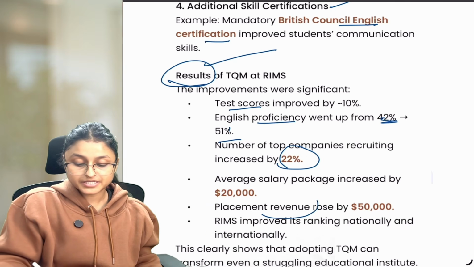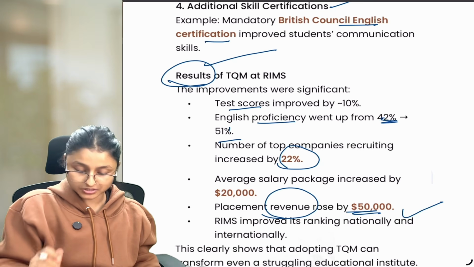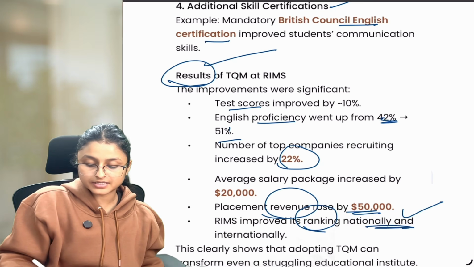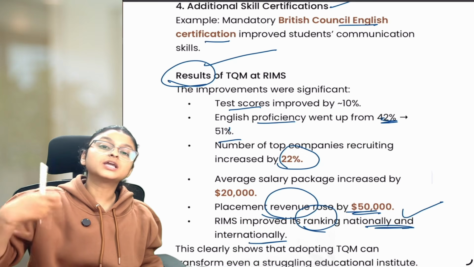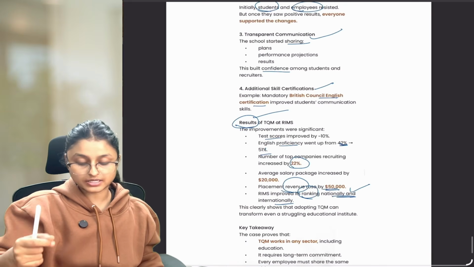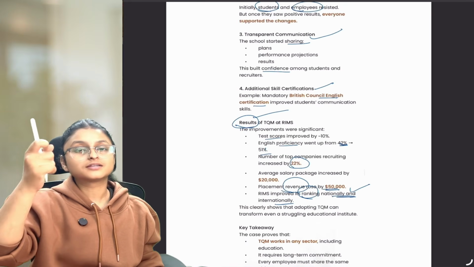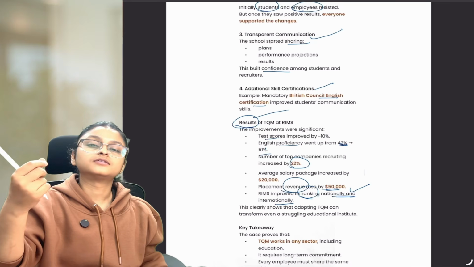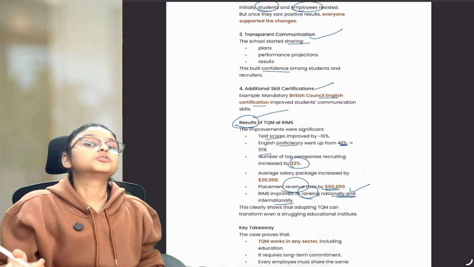Think about it. Placement revenue rose by 50,000 for the institute, and RIMS improved its ranking nationally and internationally. This is how TQM helped the institute get the most benefit and improve their students' knowledge so that they can get a good placement.